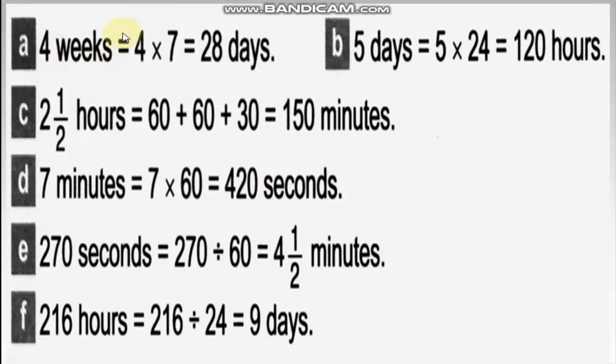4 weeks equals how many days? To convert from the greatest to the smallest we multiply, and we know that 1 week has 7 days, so 4 weeks equals 4 times 7 equals 28 days.